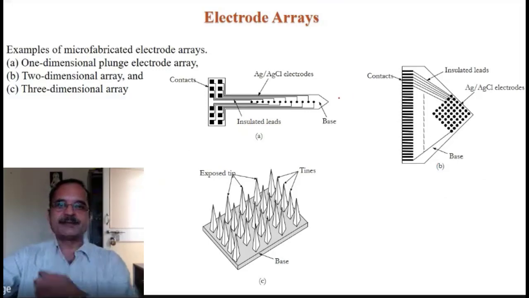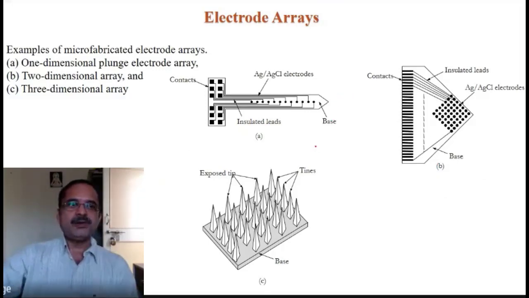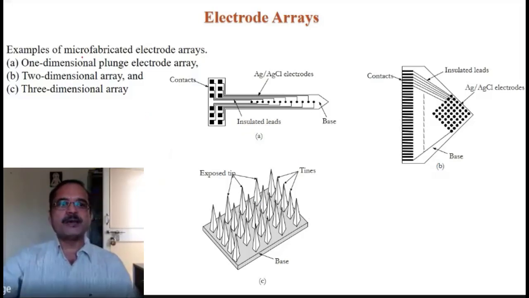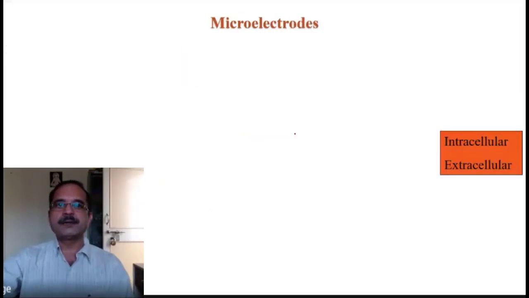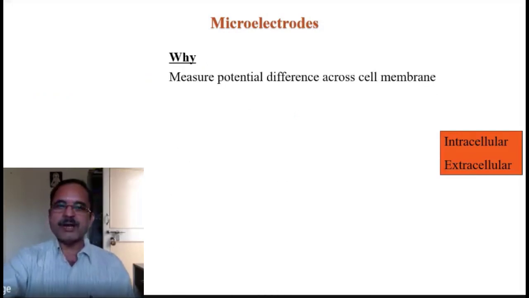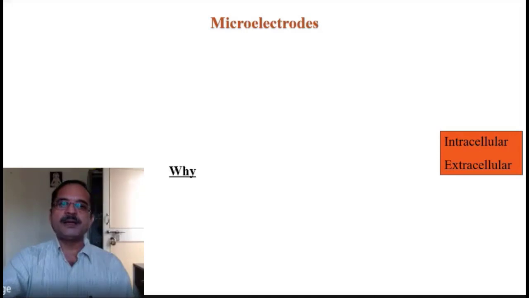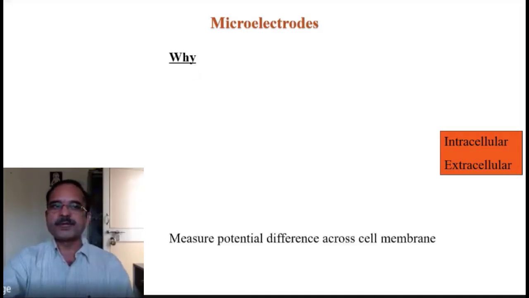Now these are electrode arrays. Similar to antenna arrays, for particular applications, micro-fabricated electrode arrays can be used. This shows a one-dimensional, two-dimensional, three-dimensional array, and so on. Then one more type of electrodes, as we have seen earlier, is microelectrodes.